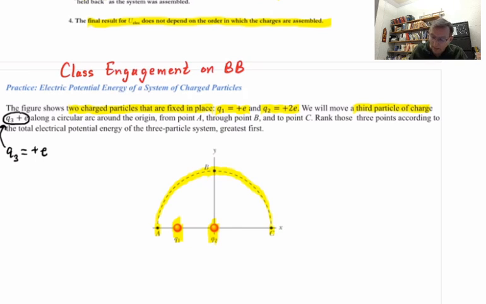Here's our task. Rank these three points, A, B, and C, according to the total electrical potential energy of the three-particle system, the U elec total for the three-particle system. There's Q1, Q2, fixed where you see them, and then Q3 that you're going to move along that circular arc. Rank the U elec values for the three points, A, B, and C, greatest to smallest.